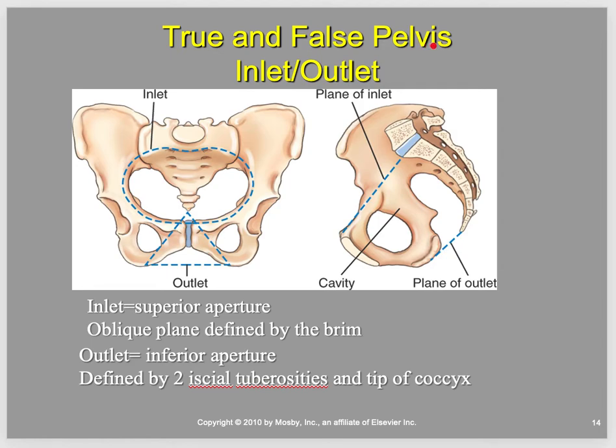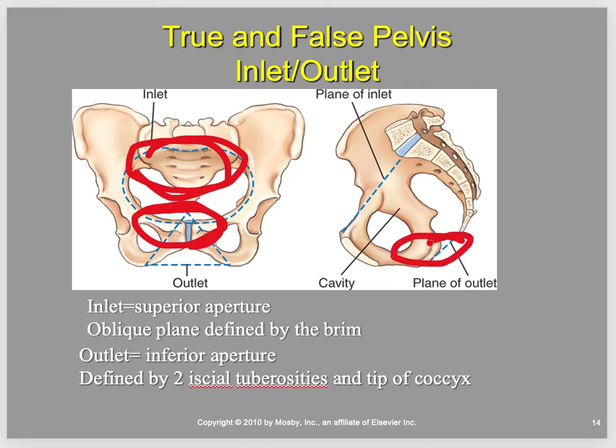So true and false pelvis, outlet, inlet. Okay, so the plane of the inlet, you can see that divides it here. So your inlet is up here. This is your inlet. This is your outlet down here. As you see this pelvis here, this is your outlet plane. So this is the outlet portion of the pelvis, and this is the inlet portion of the pelvis. So the inlet is up high, the outlet is down low. You have that open cavity there.